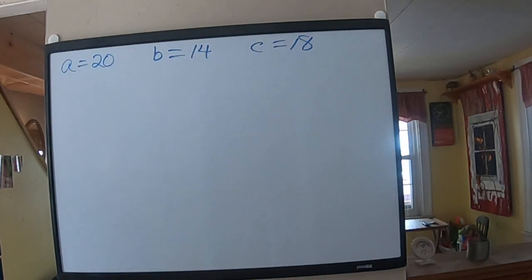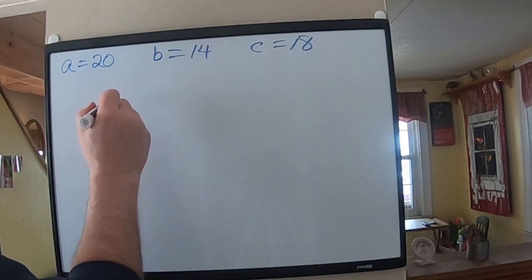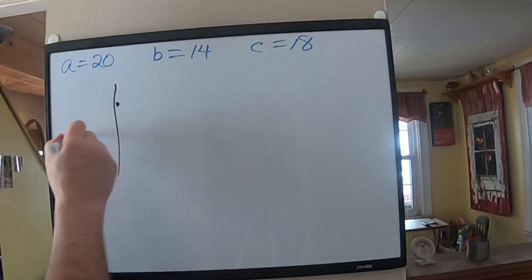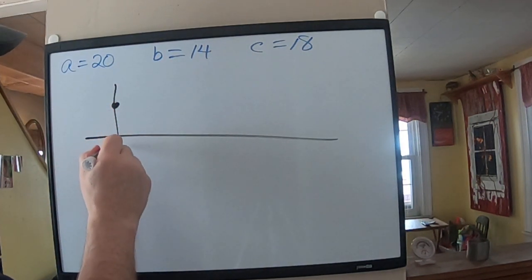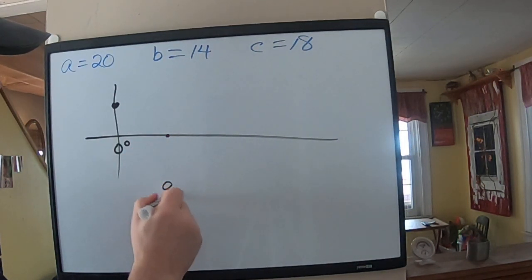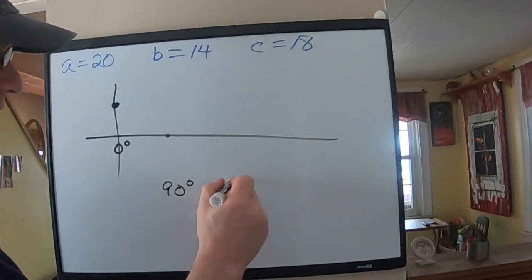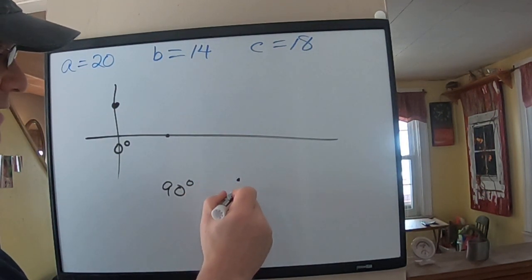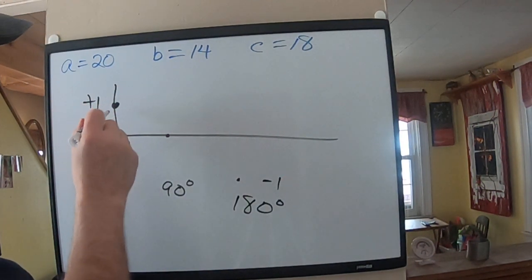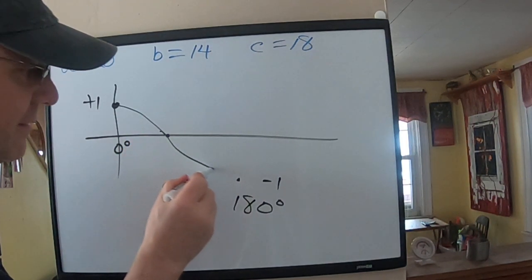Well, here's the thing. We know that cosine starts at +1 at 0 degrees. At 90 degrees, it's at 0. And 180 degrees, it's at -1. So this cosine curve comes down like this.